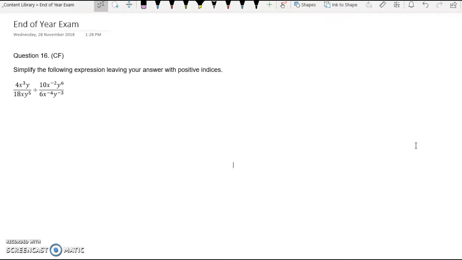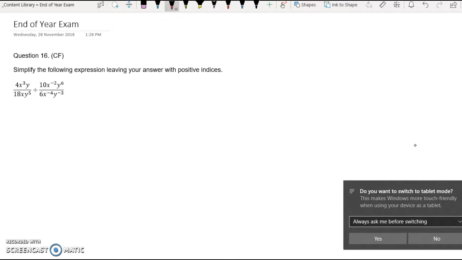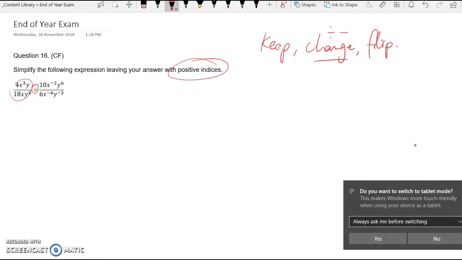Okay, so with this question, you've got to simplify the following expression, leaving your answer with positive indices. You can notice that it's a divide. With any dividing of fractions, what we always make sure we do is we use the keep, change, flip. So keep, change, flip, remember, is where you keep the first fraction the same as what it is. You change the divide to a times, and you flip or invert the second fraction.